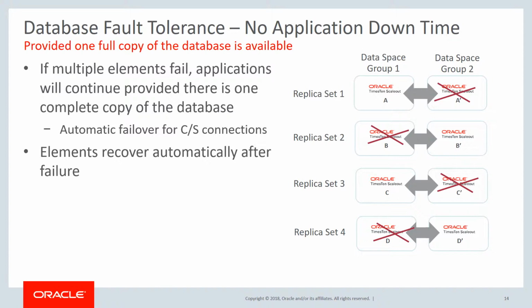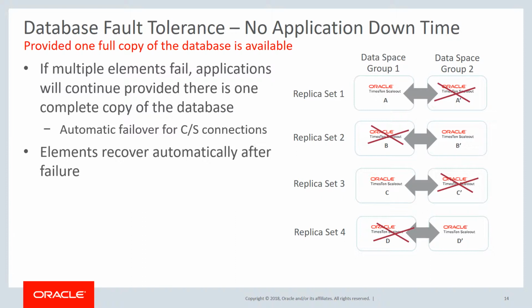Now, what happens if you're very unlucky and all of the elements in one of the replica sets fail at the same time or are down at the same time? Clearly, that data is not available currently until that replica set is recovered. Okay? So the default behavior here is that other transactions and queries will continue, provided they don't depend on any data here.